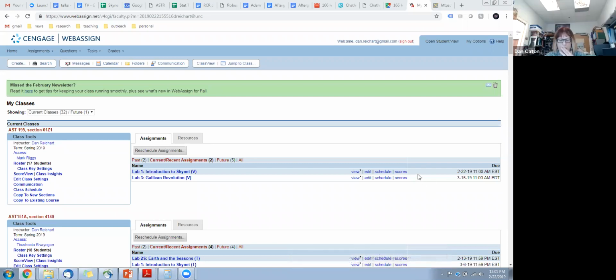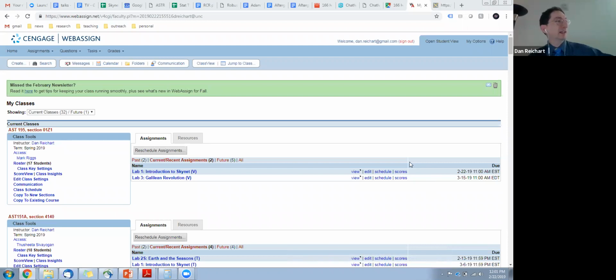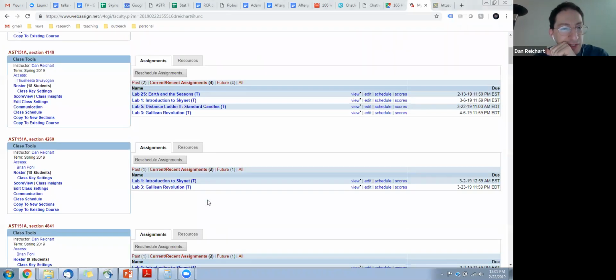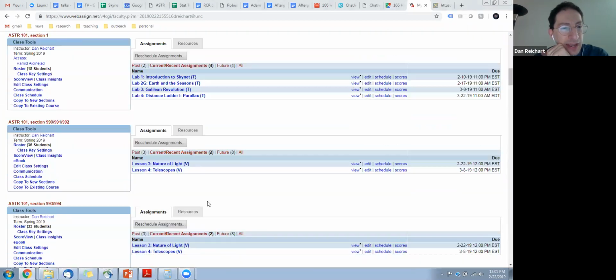Okay, so this is lab 4, so we're moving farther out in the universe. Lab 3 was the Galilean Revolution, where we established the heliocentric model over the geocentric model, and measured the mass of a gas giant using Newton's form of Kepler's third. So now we're beginning the cosmic distance ladder. So let's go down to a section here, open up a lab.